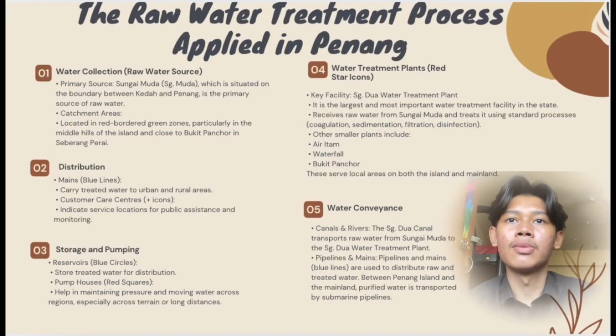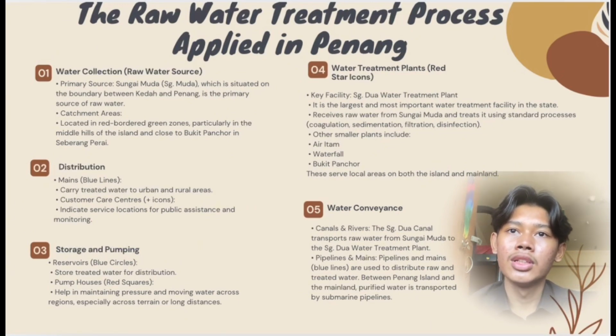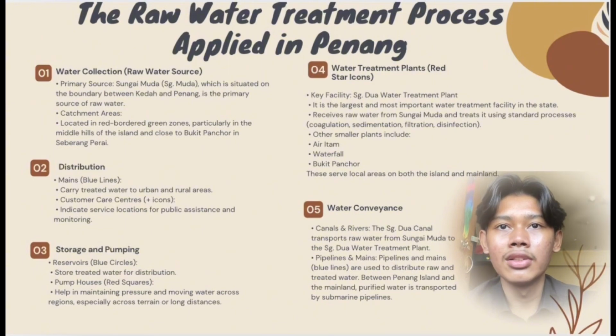Welcome, my name is Muhammad Syakmal. I will explain the raw water treatment process applied in Penang. The first one is water collection, the raw water source. The primary source is Sungai Muda, which is situated on the boundary between Kedah and Penang. Catchment areas are located in the red-bordered green zone, particularly in the middle hills of the island and close to Bukit Bangkok in Seberang Perai.